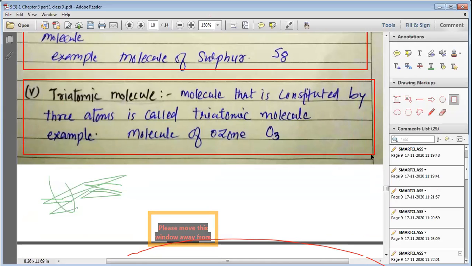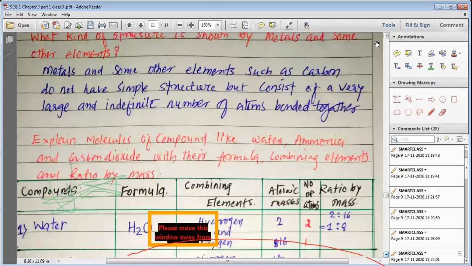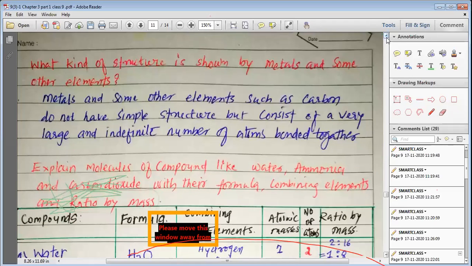So you can see the definition of triatomic molecule. A molecule that is constituted by 3 atoms is called a triatomic molecule. Example is ozone. So this is how, my dear students, we understand about the atomicity and the atoms and molecules. Now let us move and study the next topic. The next topic is about the structure of metals.